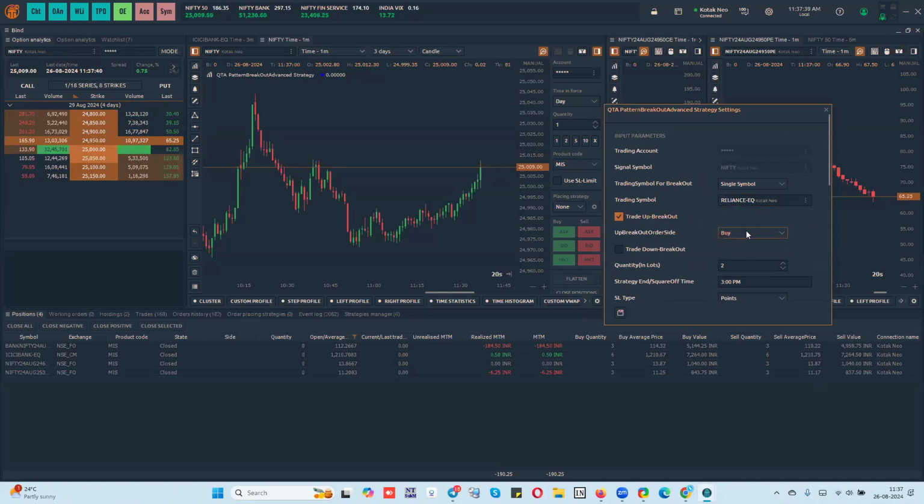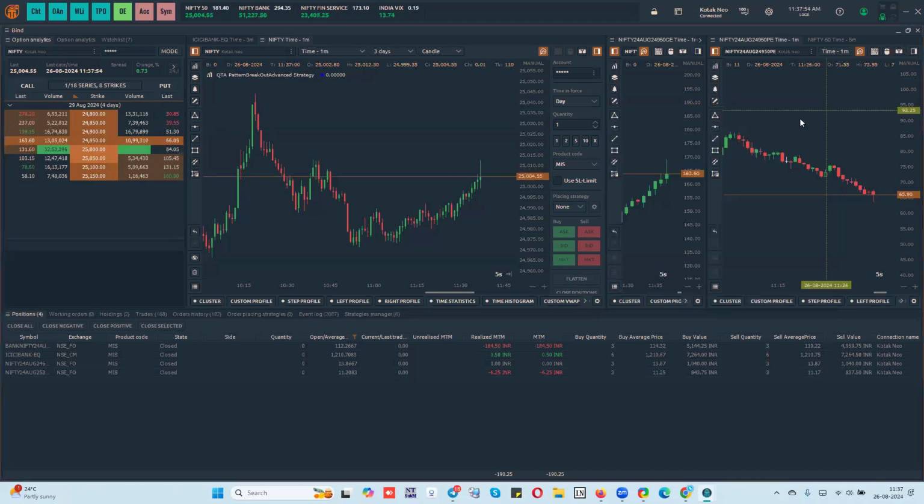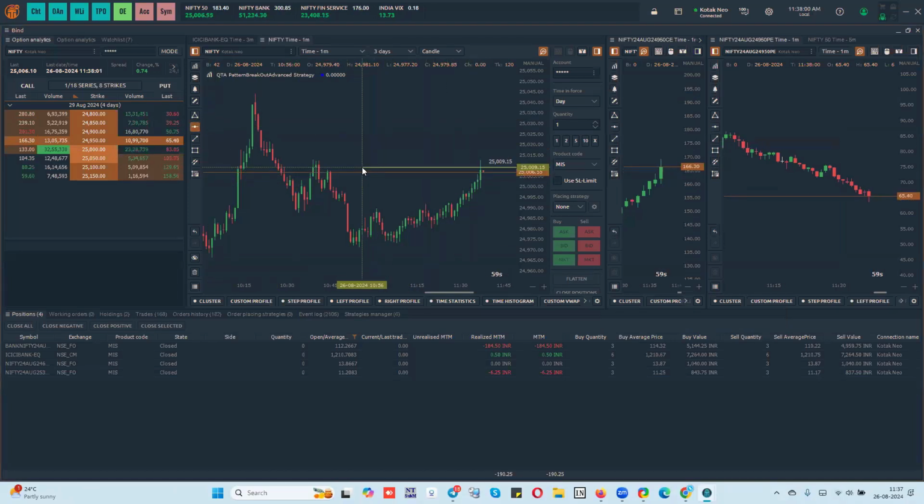Up breakout, only buy. Okay, quantity is 2, time is 3 p.m. Stop loss is in points, 3 points. Trailing is enabled. Take profit is in points, 3 points. Okay. So now let's go and select the horizontal line here. So I will select the line somewhere here.